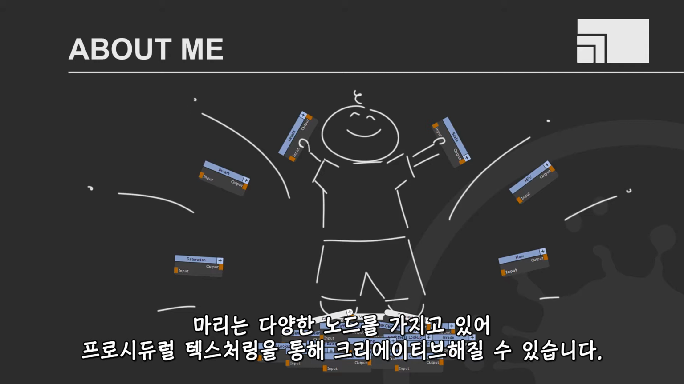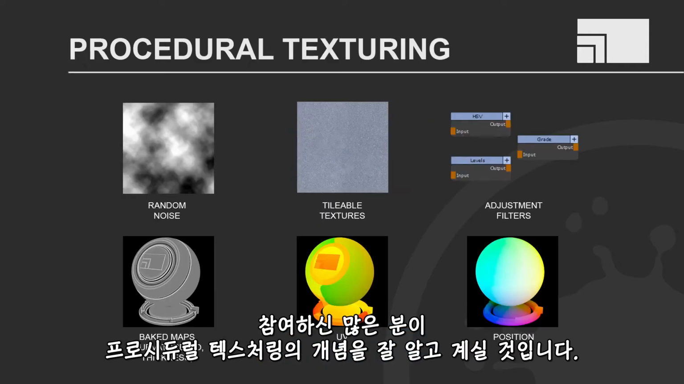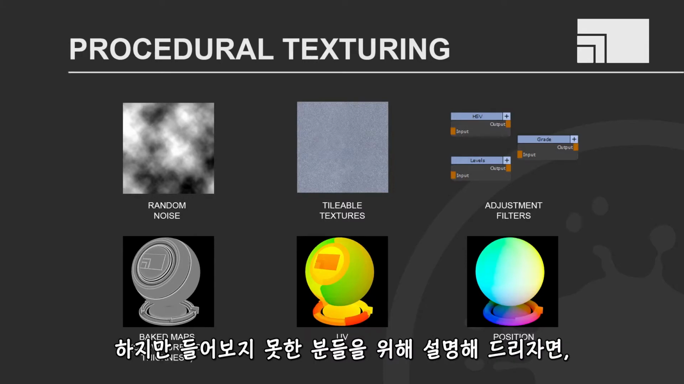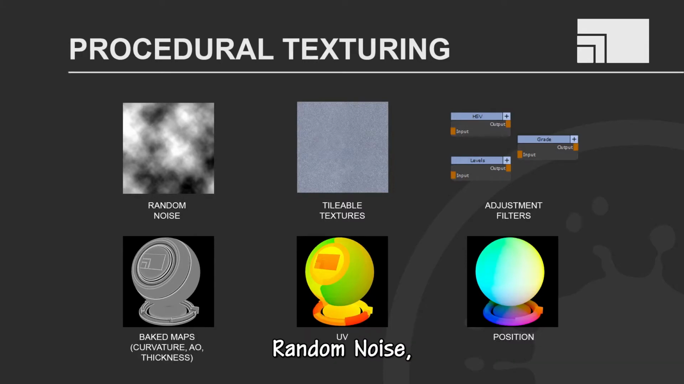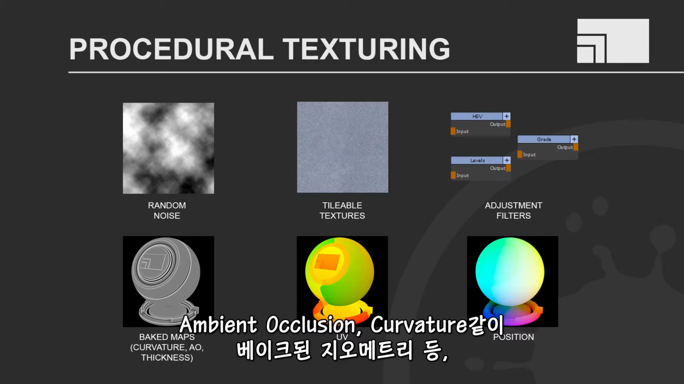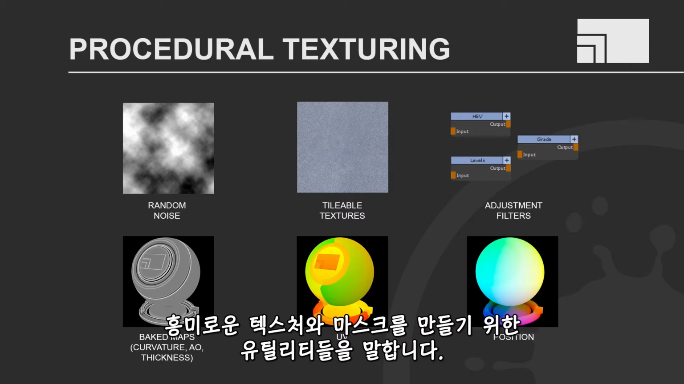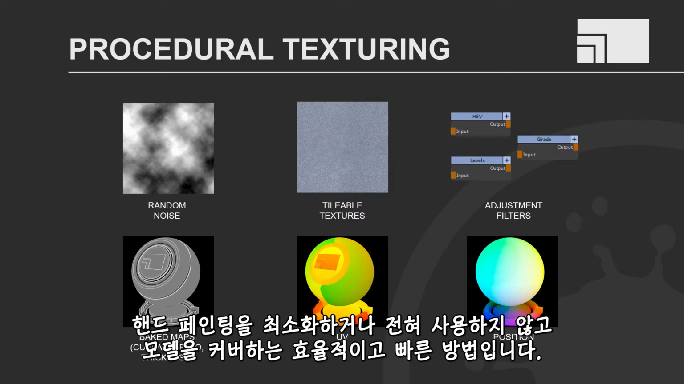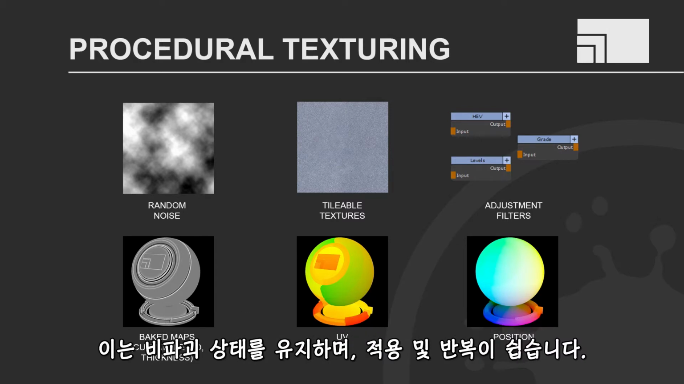creative with procedural texturing. So I'm sure many of you attending are familiar with the concept of procedural texturing, but for anyone who hasn't heard that term before, what I mean is making use of things like random noises, tileable textures, adjustment filters, baked geometry maps like ambient occlusion and curvature, and other utilities to create interesting textures and masks. It's an efficient and quick way to cover your model with minimal or no hand painting, which keeps things non-destructive and easy to apply and iterate.